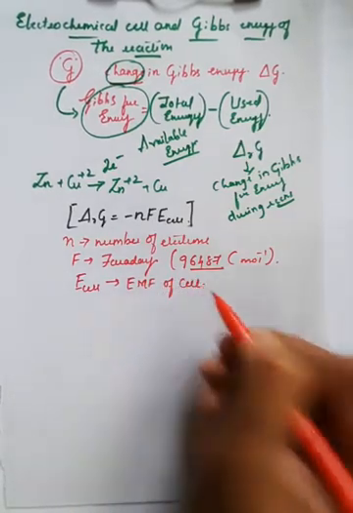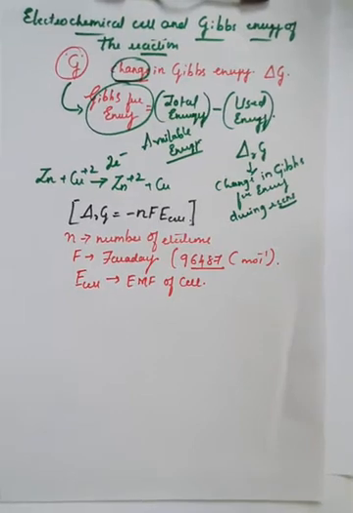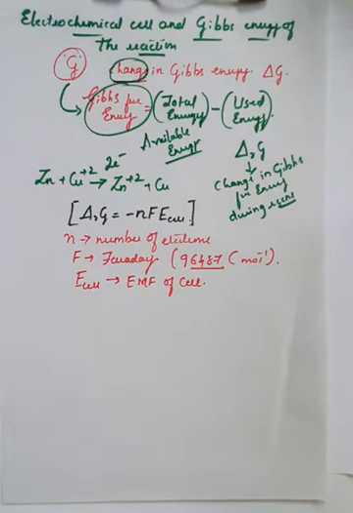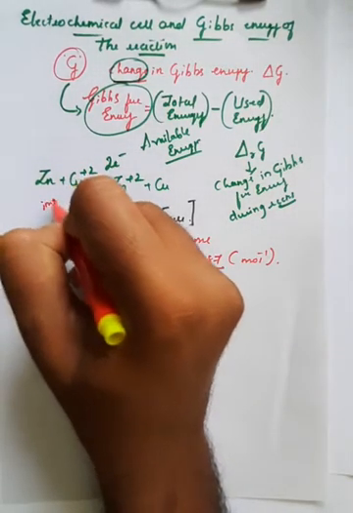E cell represents the EMF of the cell, right? For example, in case of a Daniell cell, we have seen the total output of the Daniell cell is 1.1 volt. So that is the EMF of the cell, right? By applying that, we can calculate the standard Gibbs free energy, that is delta R of G during the reaction. This is very simple, and it is a very important formula which can be asked for.